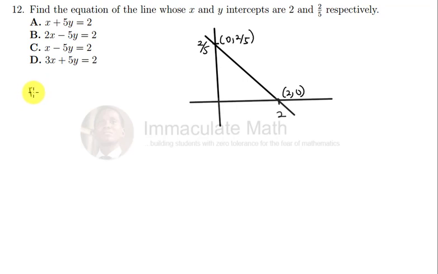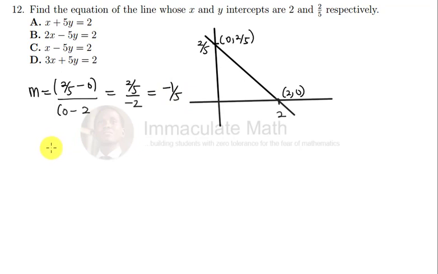The gradient of this line will be y2 minus y1. So my y2 is 2 over 5 minus y1, which is 0, all divided by x2. My x2 is 0 minus x1, which is 2. So that means I'm going to have 2 over 5 divided by minus 2, that's minus, so I'm going to have minus 1 over 5.